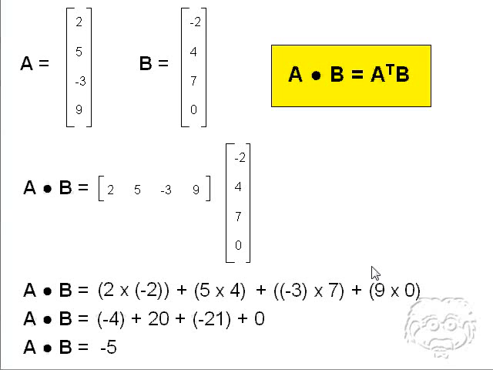When you find a dot product, you're just going to end up with one answer. Essentially, it's the entry to a 1 by 1 matrix, because when we multiply a 1 by 4 matrix times a 4 by 1 matrix, we get a 1 by 1 matrix. We only get one entry, and we call that number the dot product.